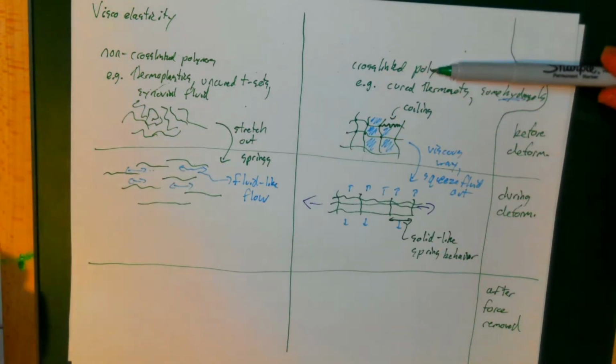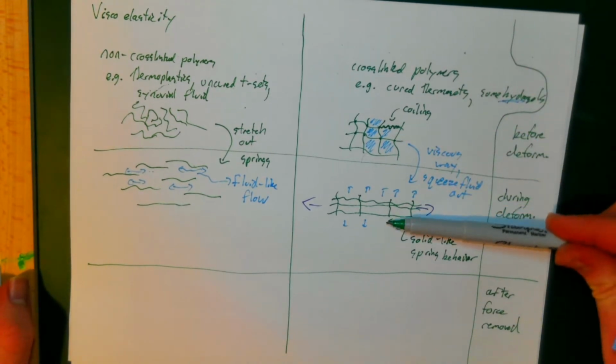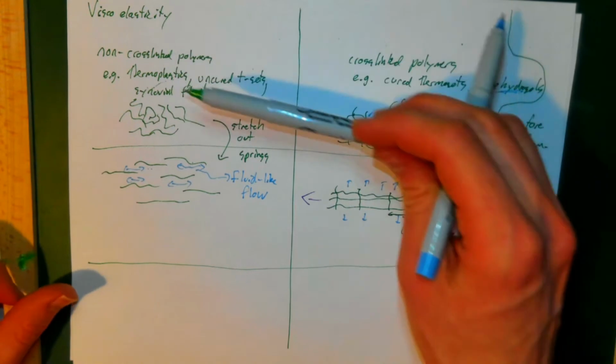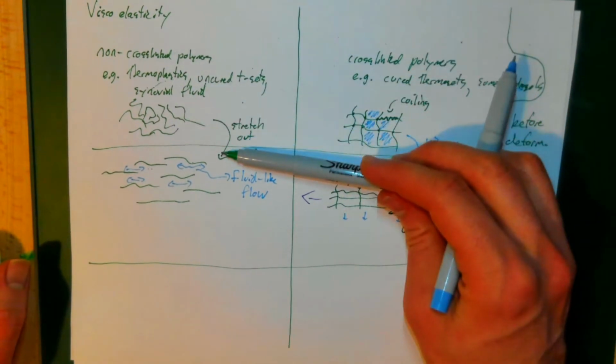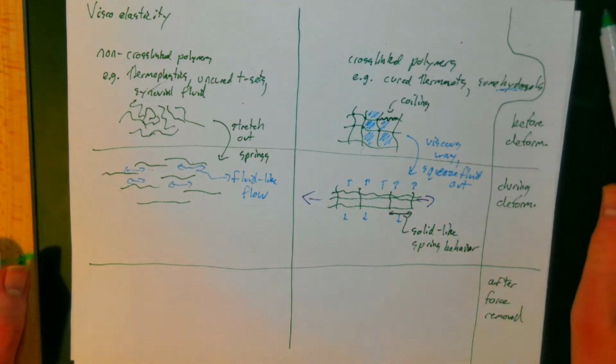So for non-crosslinked polymers, it behaves almost like a fluid first and then a solid once the slack is taken up. And for crosslinked polymers, it behaves almost like a solid first until those springs are uncoiled, and then we get fluid-like flow after here.